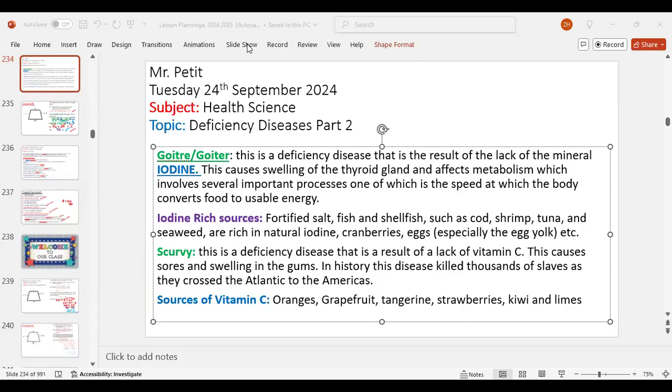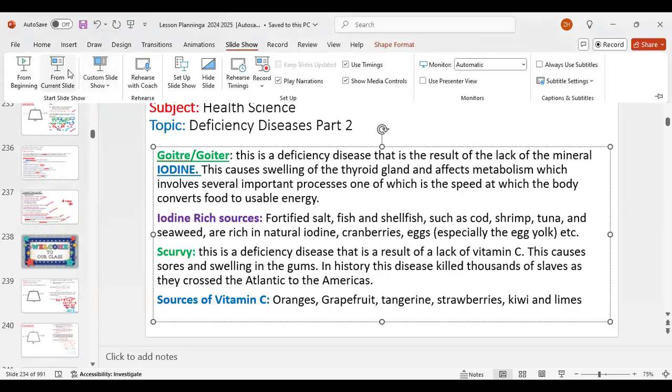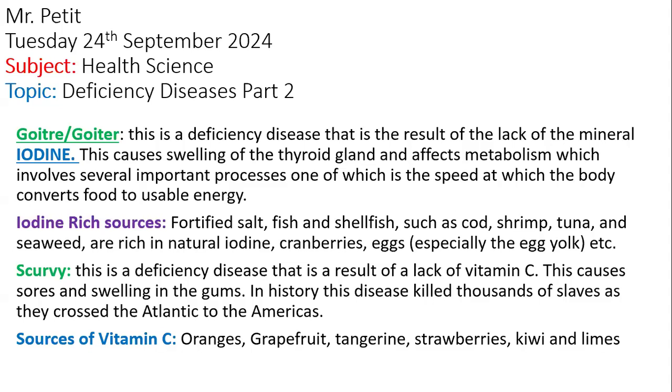Scurvy. This is a deficiency disease that is the result of the lack of vitamin C. This causes sores and swelling in the gums. In history, this disease killed thousands of slaves as they crossed the Atlantic to the Americas. Thank you. And Cleveland, read the source of vitamin C. Source of vitamin C: oranges, grapefruit, tangerine, and strawberries, kiwi, and limes.